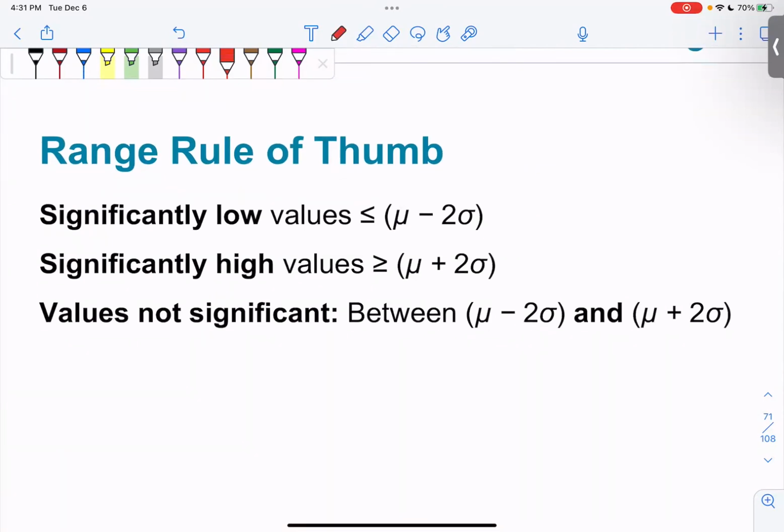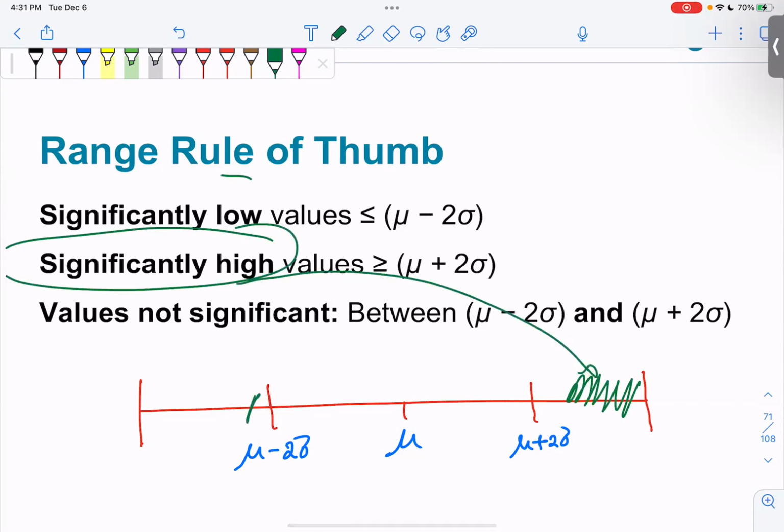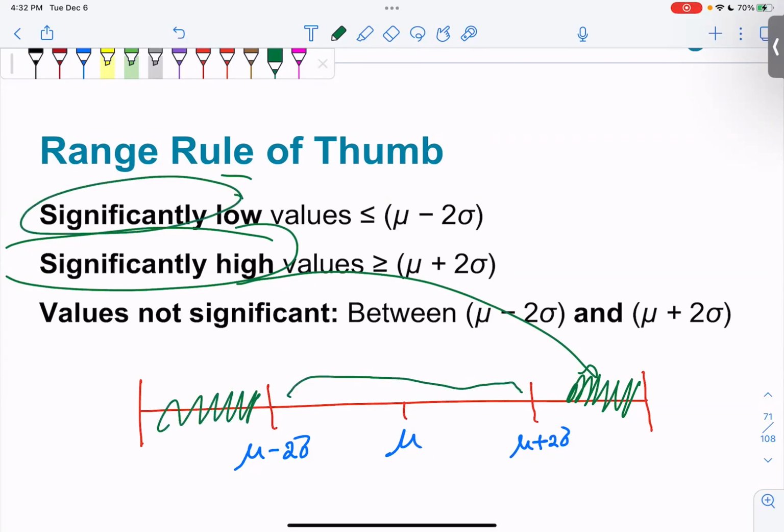Again, you can do this. It's easier to do it like this. So you have a mu here, mu plus 2 sigma, mu minus 2 sigma. Any number here is significantly high. Any number here is significantly low. And any number in between is not significant.